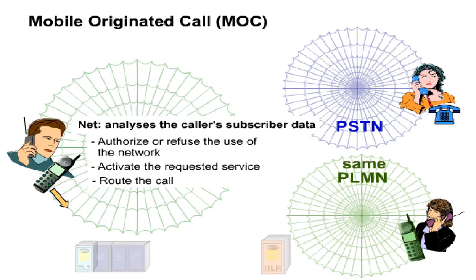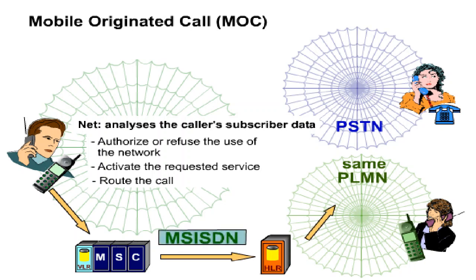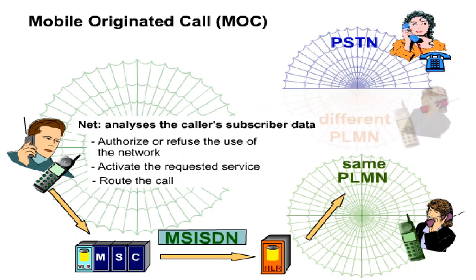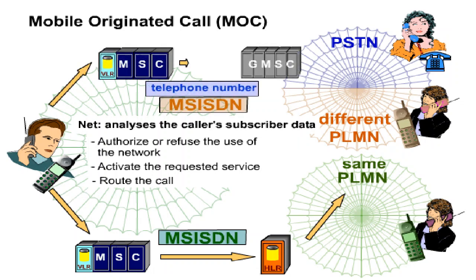If the call is addressed to the same mobile network, the MSC turns to the relevant HLR via the dialed MSISDN to send the call to its destination. If the call is to the PSTN or to a different PLMN, it's routed there via the gateway MSC, GMSC, and sent on to the target subscriber.